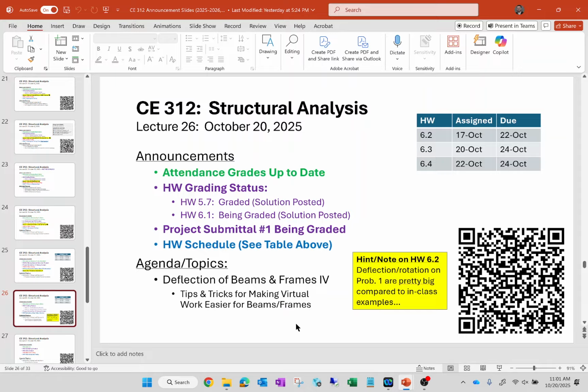Speaking of, you do have homework 6.2. I did want to give you a slight hint. As we mentioned, I came up with homework 6.2 off the top of my head. The deflection and rotation value that you're going to get on problem 1, if you do it correctly, is going to be kind of high. That's not to say there's anything wrong with the problem. It's a very long cantilever beam with a lot of force on it, so it's going to deflect quite a bit. If you get a large number for deflections or rotations, don't think that that's an error. You're probably doing it just fine.